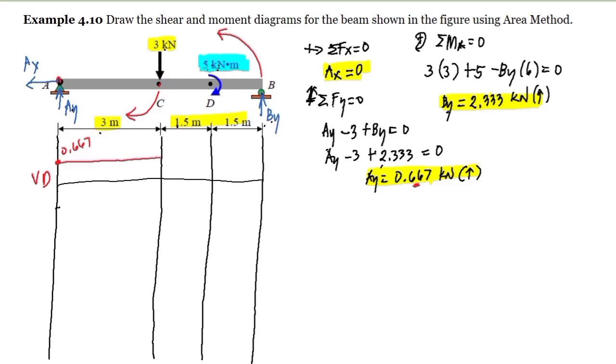And then, ibababa tayo ni 3 kilonewton. So, that's 0.667 minus 3. That is negative 2.333. Ayan. Bumaba tayo doon.